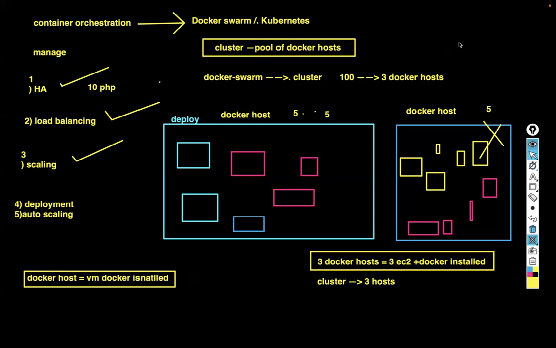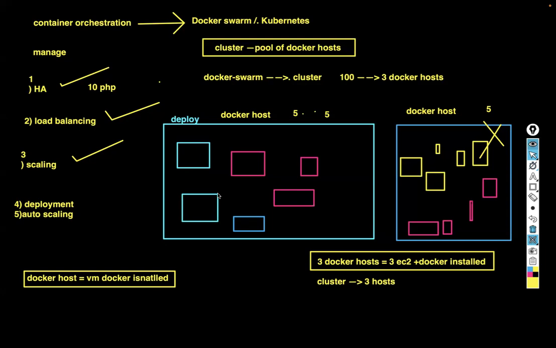Right? Preeti, 3 Docker hosts, nothing but a three node cluster, right? Hello? Yes. So 3 node cluster, correct. You can say 3 node cluster, 3 Docker hosts, 3 node Swarm cluster.